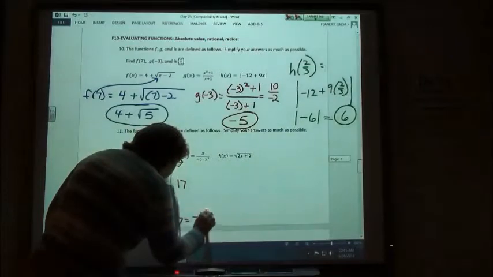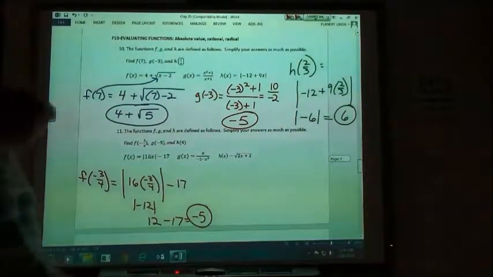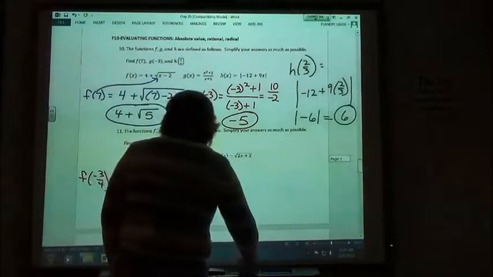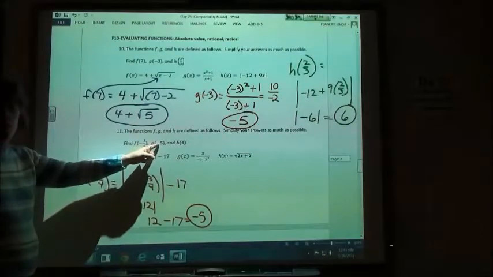Negative 5. 12 minus 17 should be negative 5. And so negative 5 is my answer because now I have it simplified all the way. Next one, we've got to do the g. The g tells us we're going to use -5.